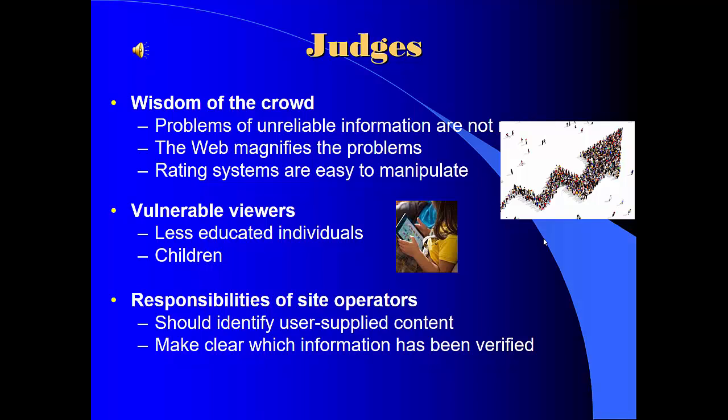They should definitely identify user-supplied content and make it clear which information has been verified or not. For example, Amazon will have reviews that are certified as coming from a customer who actually purchased the product. These two things are actually the problem that a lot of people have with Wikipedia. A lot of people don't realize that it is group sourced, and it isn't at all clear if anyone at an expert level has done any kind of verification of the information.